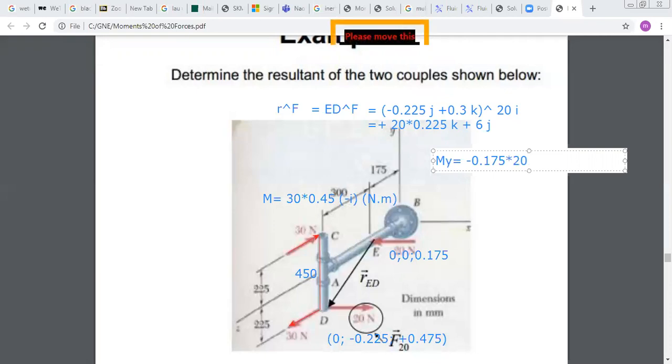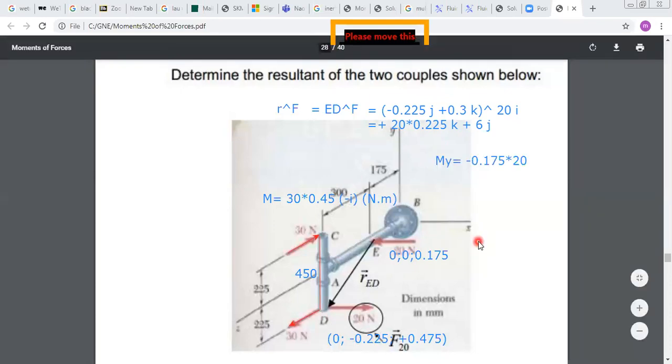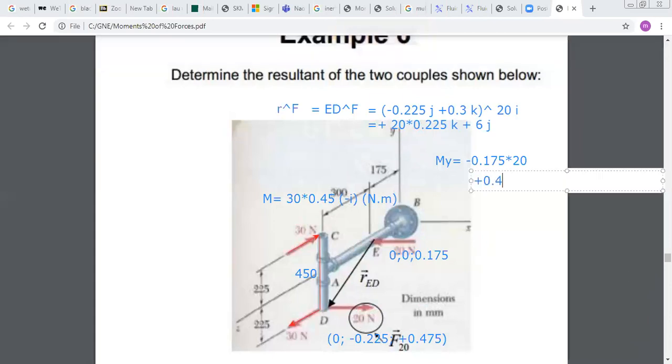20. And for your second force, when you do the right-hand rule, it will produce a positive moment along Y. And you should multiply by which distance? By 475. So you get plus 0.475 times 20. If you compare with your previous result, you will get the same answer along Y. Along Y, it's 0.3 times 20, equal to 6. This is how we find My.